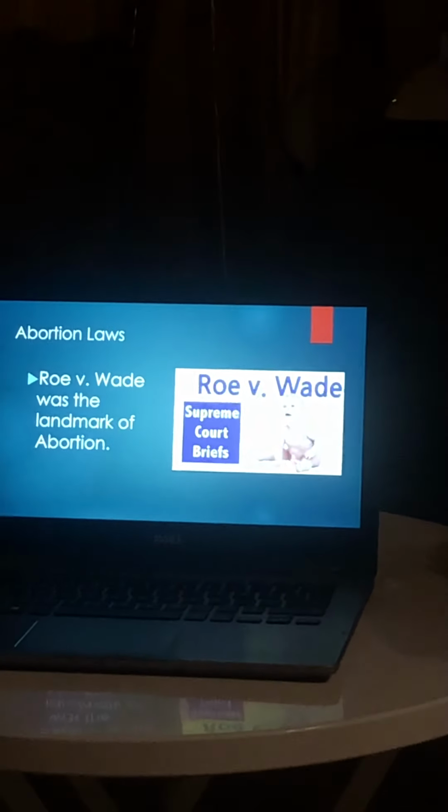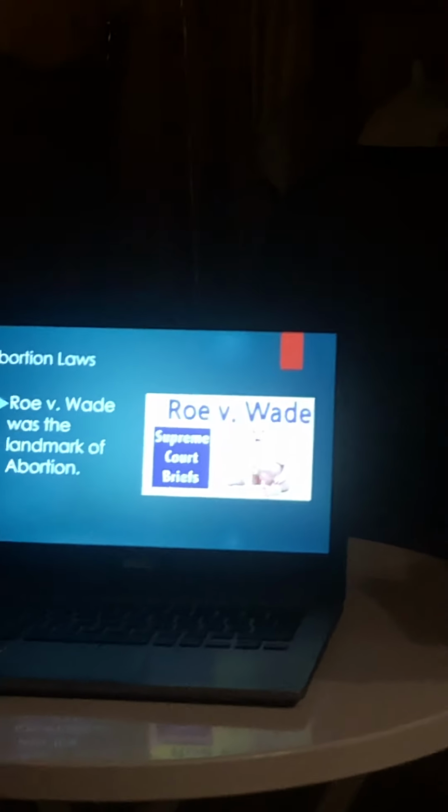Here's abortion law, Roe v. Wade, and this is the landmark of abortion. While reading Abortion, Legislative and Legal Issues by Kevin Nolan, it stated that in 1973, in the Roe v. Wade case, they made it to where women can terminate their baby up to a legal limit. The legal limit for North Carolina is 20 weeks, but other states may be different.